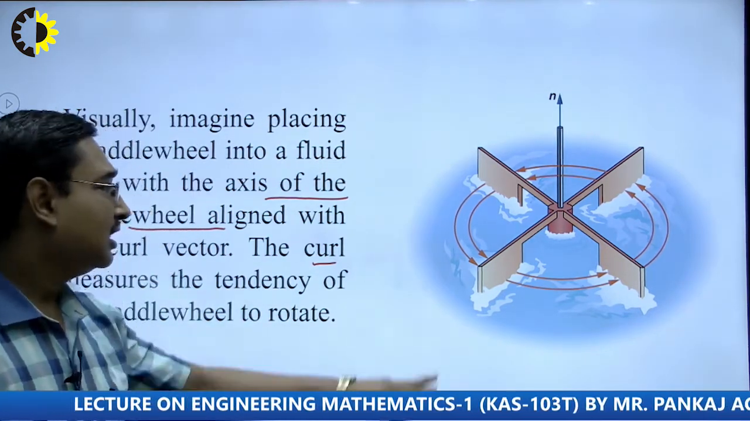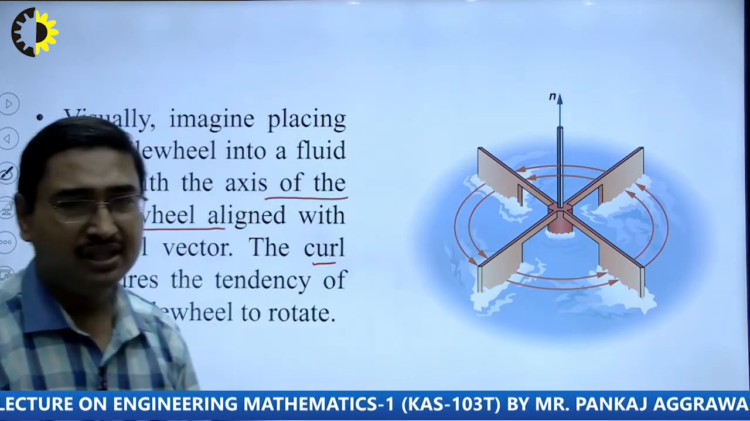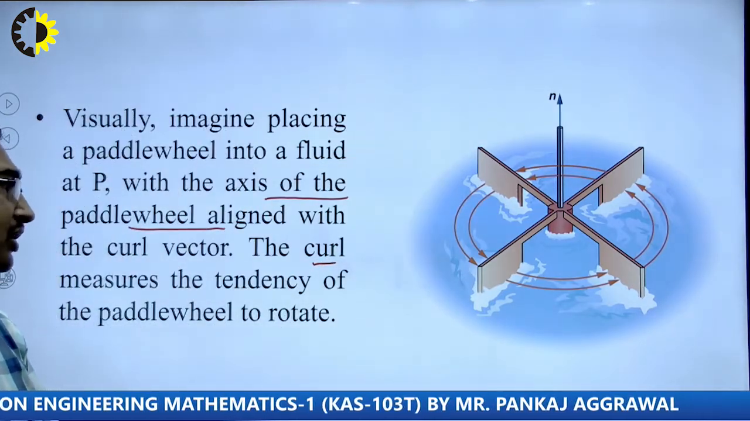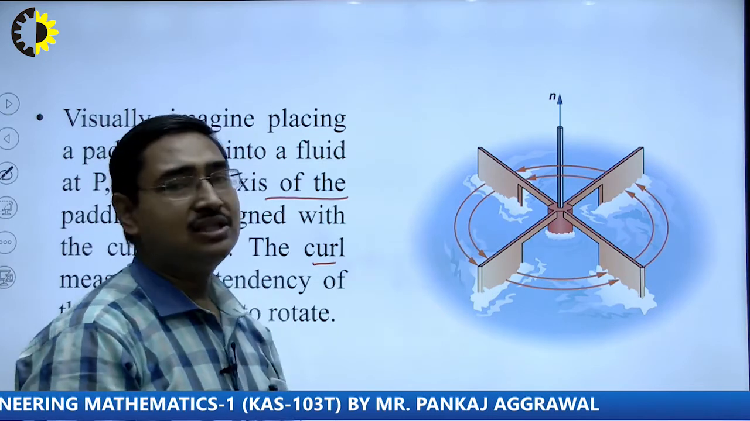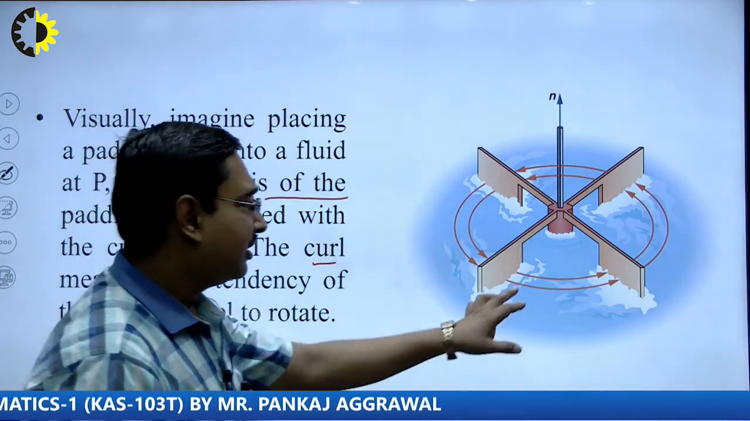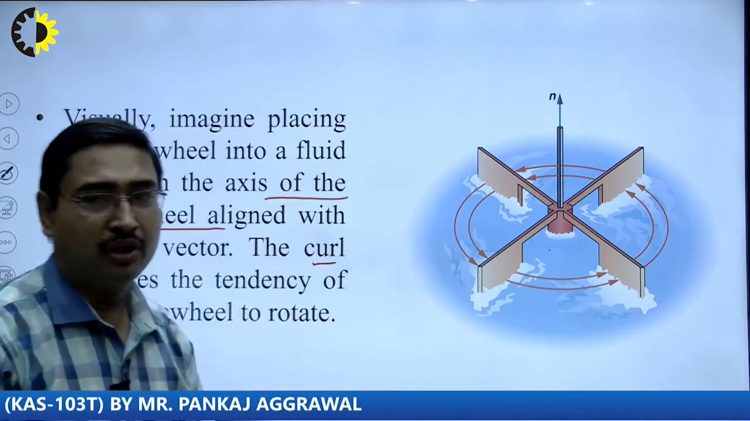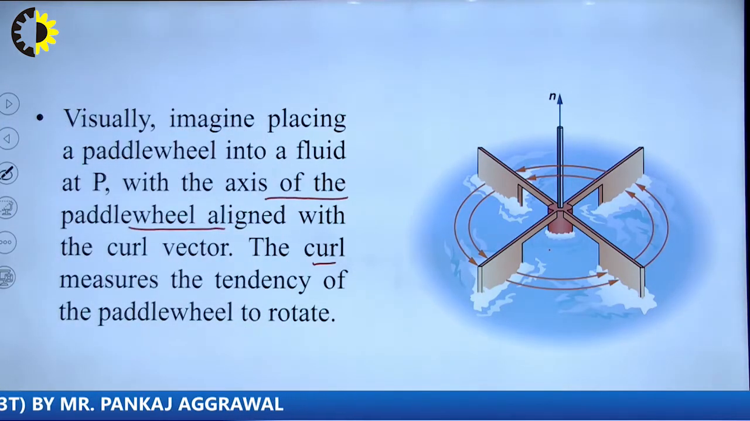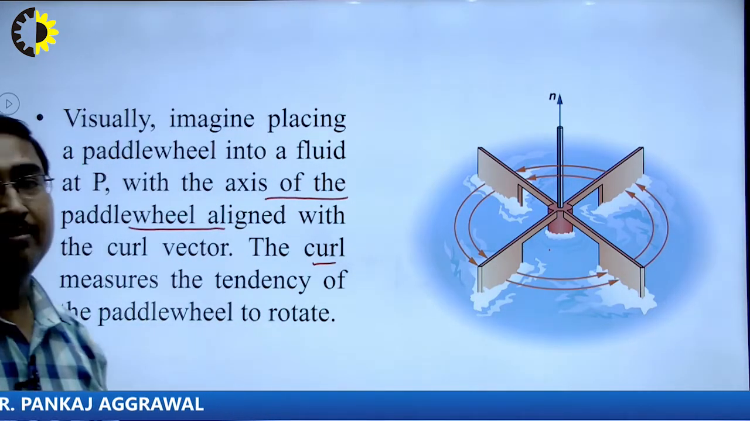Higher tendency of rotation means curl has higher value. Less tendency of rotation, then curl has lower value. And if there is no tendency of rotation at all, then in this case the curl will be 0.